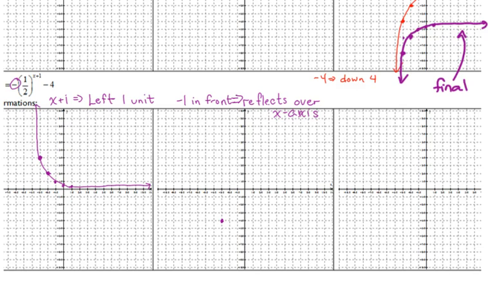So now we're at negative 3, negative 4; negative 2, negative 2; negative 1, negative 1; 0, negative 1/2; 1, negative 1/4. The last thing happening with this function is the minus 4 on the end. That moves us down 4. So we take all those points and move them down 4 units.